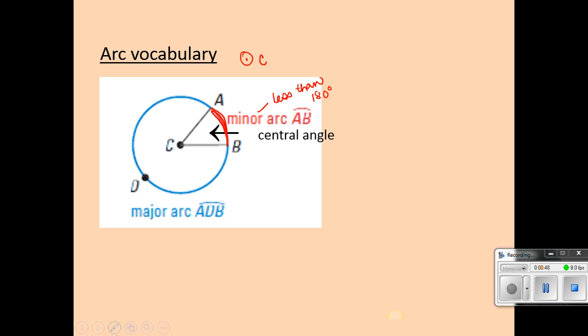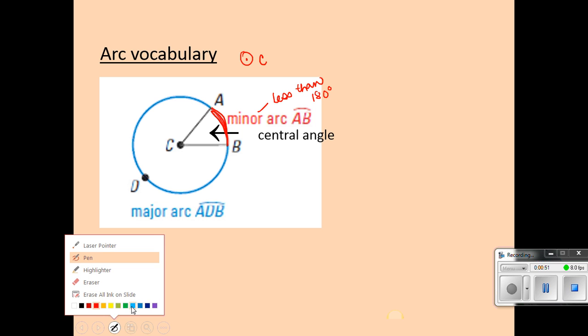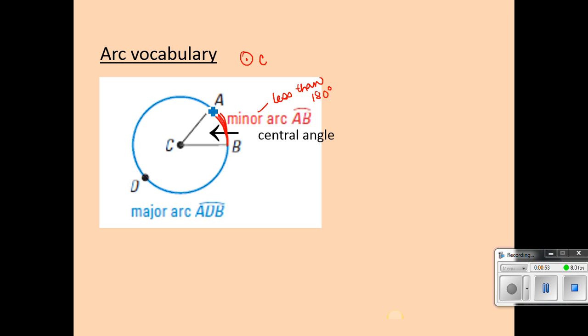And then if we look at the major arc, it is A through D going all the way to B. That's called a major arc because that is greater than 180 degrees. And then we would call this angle right here the central angle, because it's the angle that we're looking for minor arc AB.